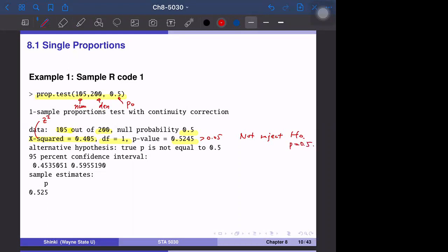So p is equal to 0.5 may be a possible value of p. And what's the typical possible value of p? So we have the concept of the 95% confidence interval. That means if the true p is within this range, our p hat is plausible. And actually the range of the true p is between 0.453 and 0.596. With this range, the p hat of 0.525 is very plausible. So this is the 95% confidence interval.